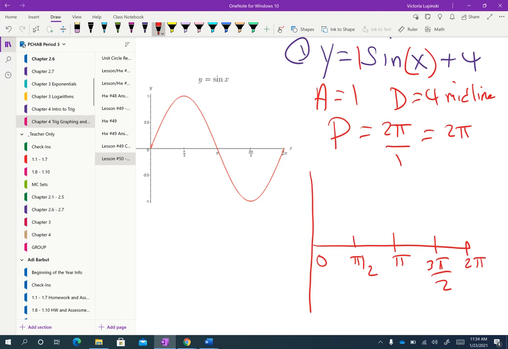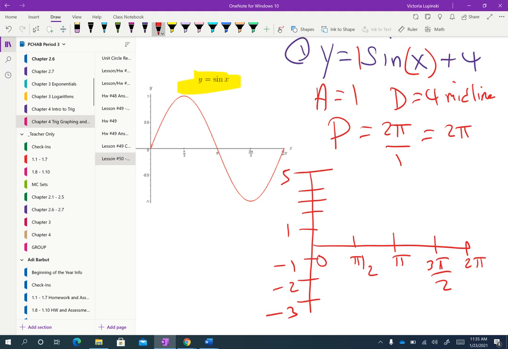Basically, the fact that this plus 4 is on the outside means that I'm taking this entire parent function and I'm moving everything up 4. So if I think about what kind of scale I'm going to need, if I'm moving everything up 4, then the highest value I'm going to need is at least a 5. So I'm going to count from 1 to 5 and then show a couple of negatives as well.